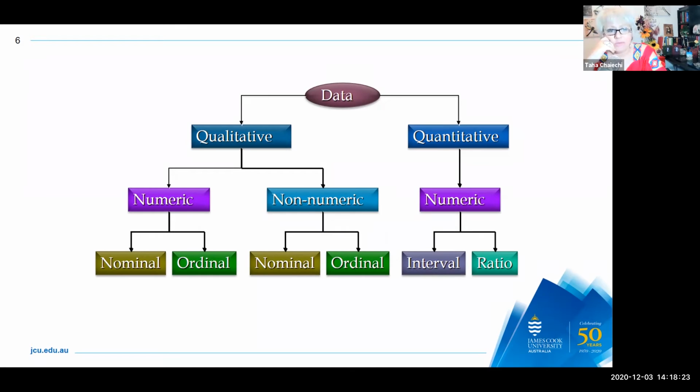The quantitative data is the data that you can quantify. So it's measurable. And because they are measurable, they are numeric. So they have numbers attached to them as a value. The qualitative data is essentially non-numeric.